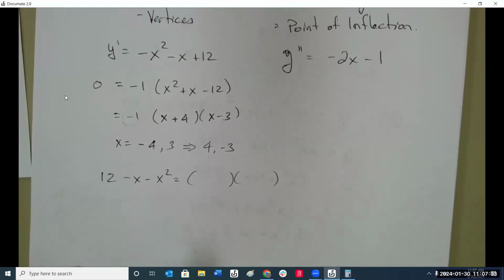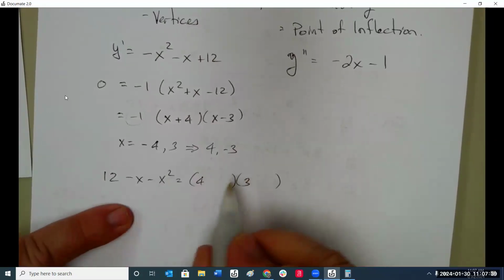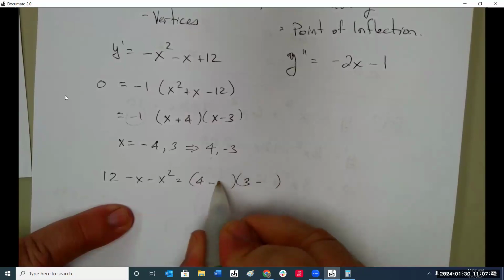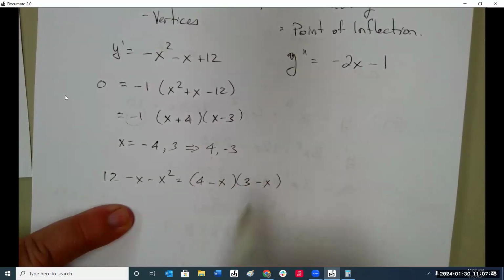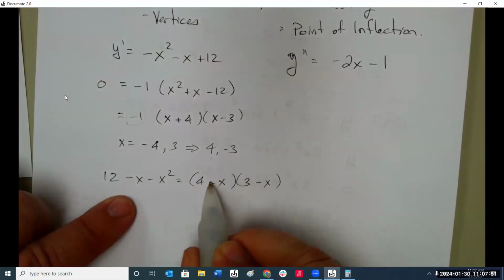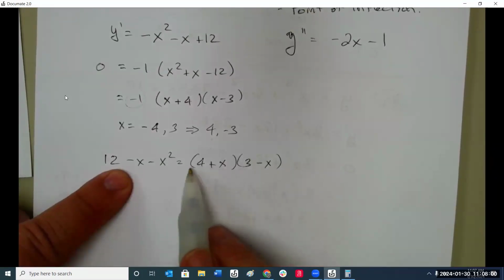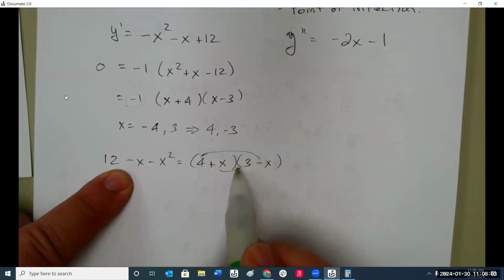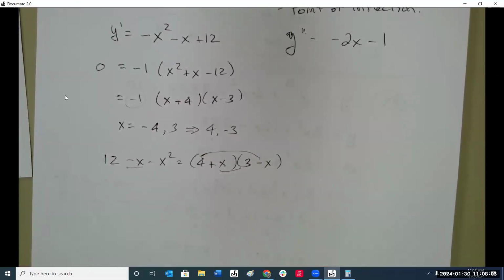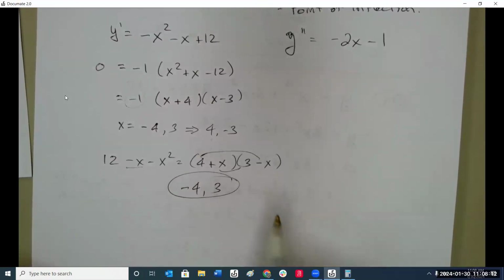If we factor this one, what times what is 12? 4 times 3. X and X, but one of them has to be positive. Which one's gonna be positive? Because I have to have a negative, just negative 4x, 3x. I need a negative 4, negative x. So if I solve these, I get negative 4 and positive 3. Those are my critical points.